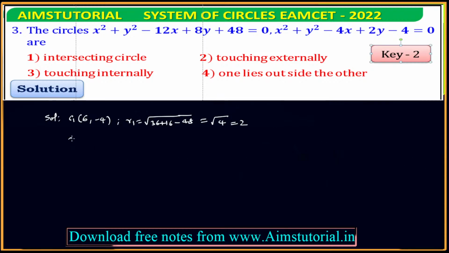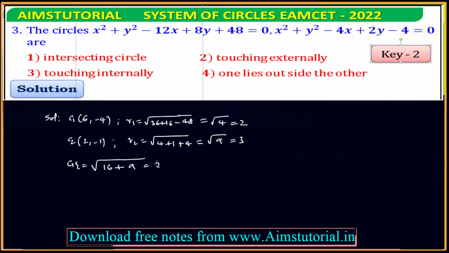C2 is 2 comma minus 1, and R2 equals 2 twos are 4, 1 ones are 1, minus of minus plus 4, root 9 is 3. Next C1C2. C1C2 means distance between the centers. 6 minus 2, 4 square is 16, minus 4 plus 1 is minus 3, 3 square is 9, that is 25. Root 25 is 5. So 2 plus 3 is 5.